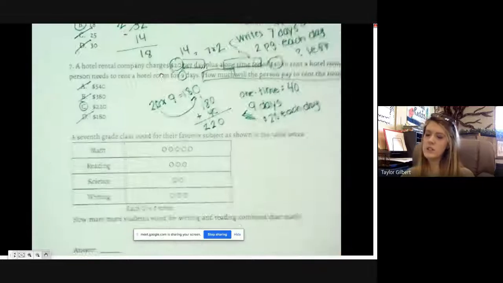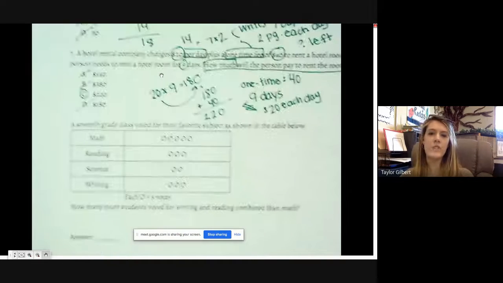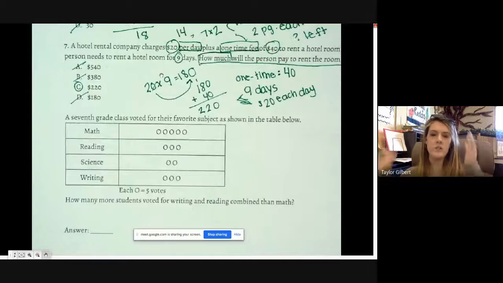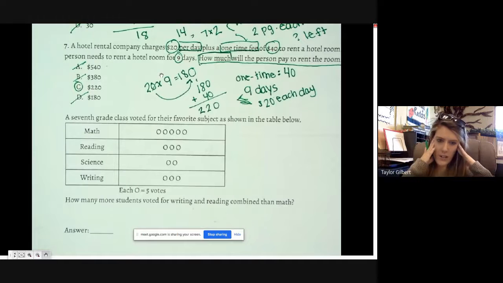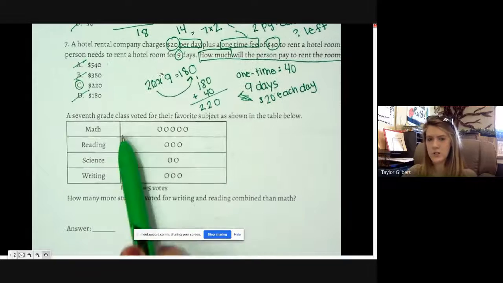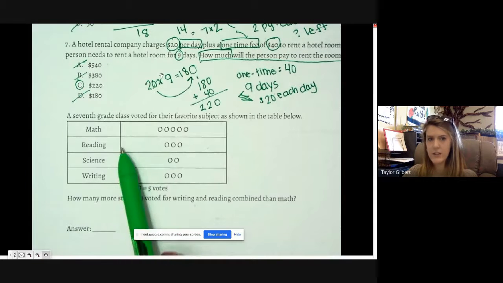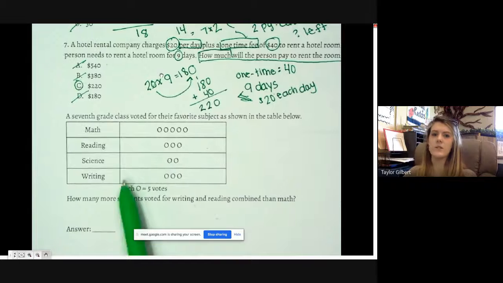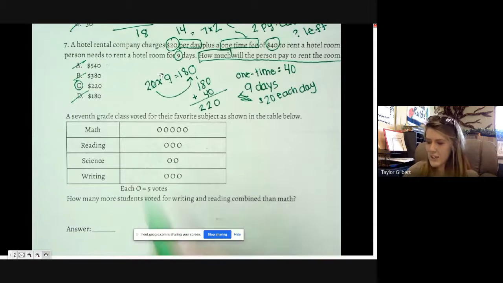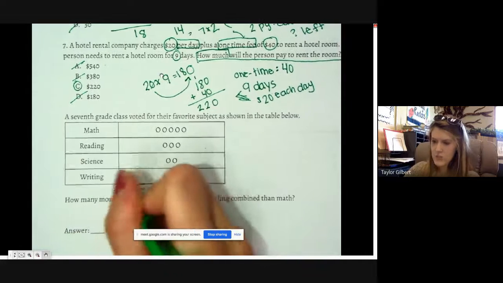Last one. A 7th grade class voted for their favorite subject as shown in the table. So look, I need to think about this table before I even do the question. Okay, so they voted on their favorite subject. This many students like math, this many students like reading, this many students like science, this many students like writing. Oh, but I'm going to go ahead and box that in. Each circle equals 5 votes.